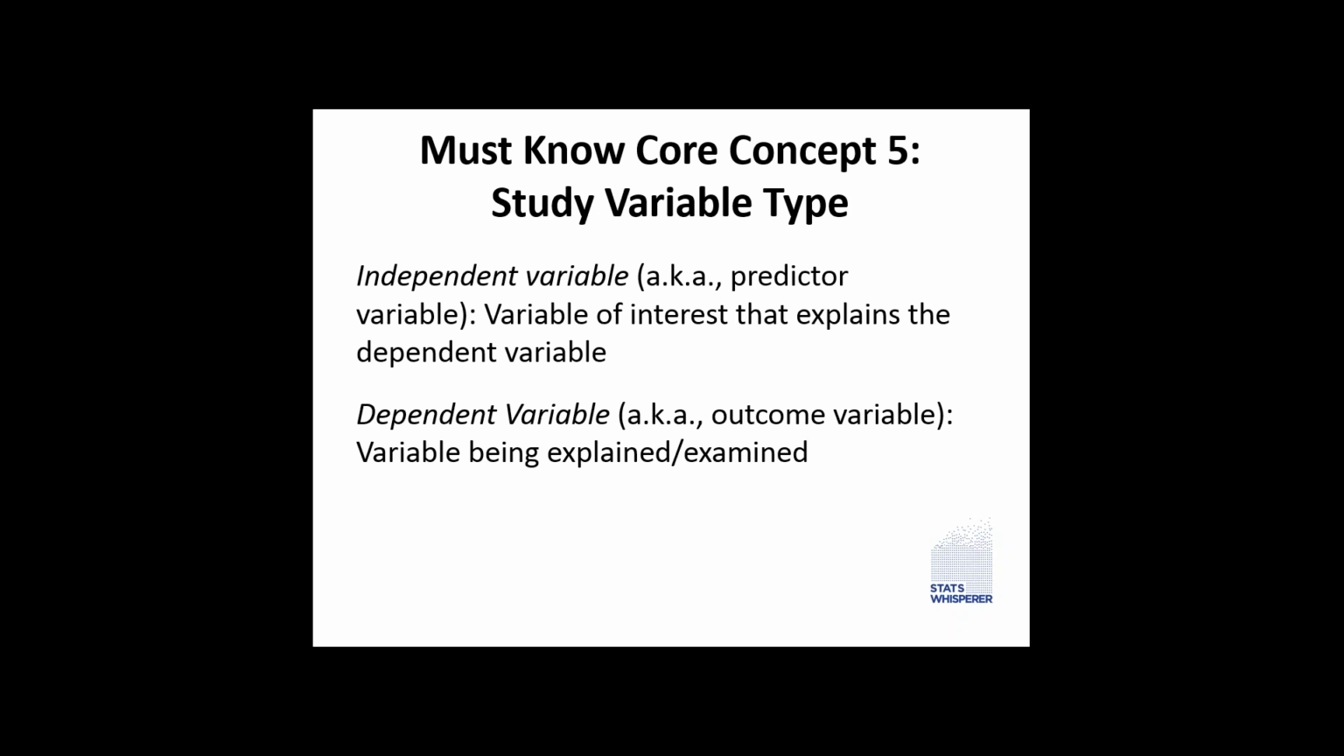Okay, number five, you have to be able to identify a study variable type. So we have an independent variable, which is also called a predictor variable. That is our predictor of interest that explains the dependent variable. And of course, the dependent variable is the outcome variable, the variable we want to explain or that's being examined. So if the outcome is class attendance, we're trying to explain that. We think the big predictor is whether you're assigned a morning or evening schedule. That's the predictor of interest. That's going to explain if you go to class or not.